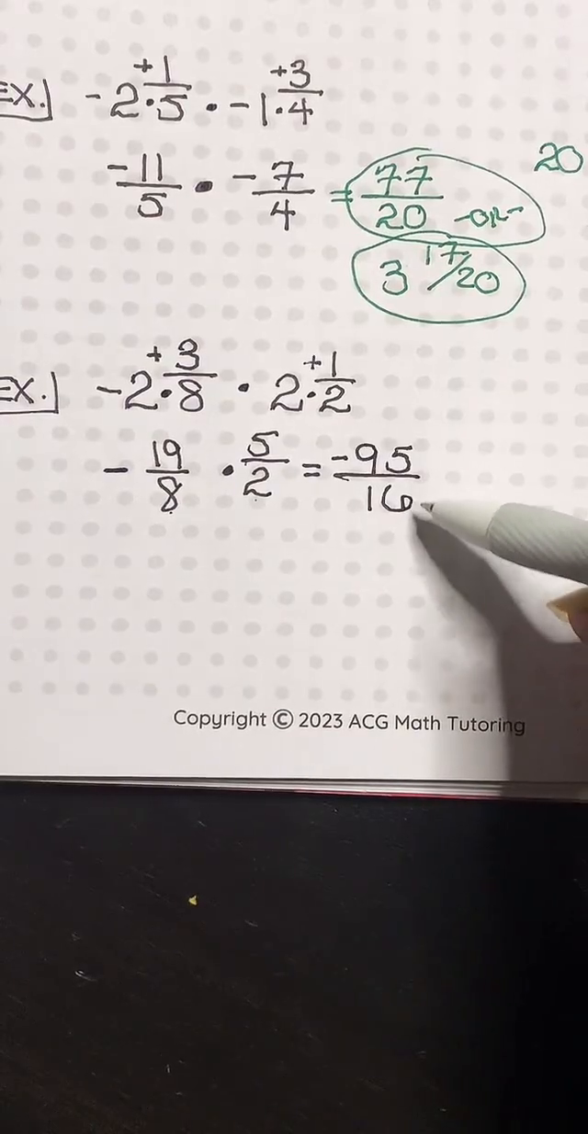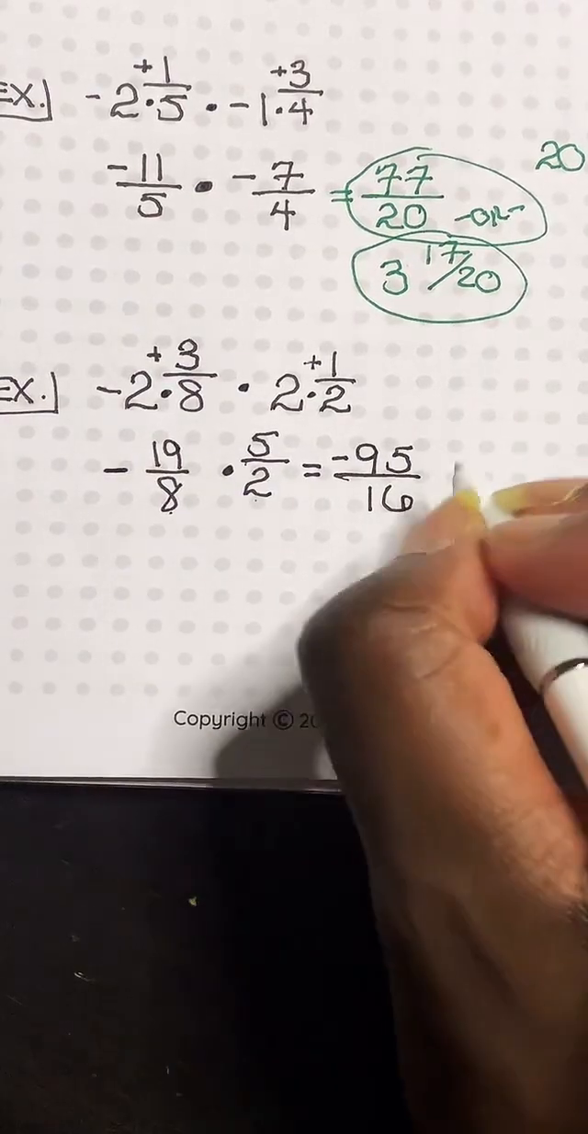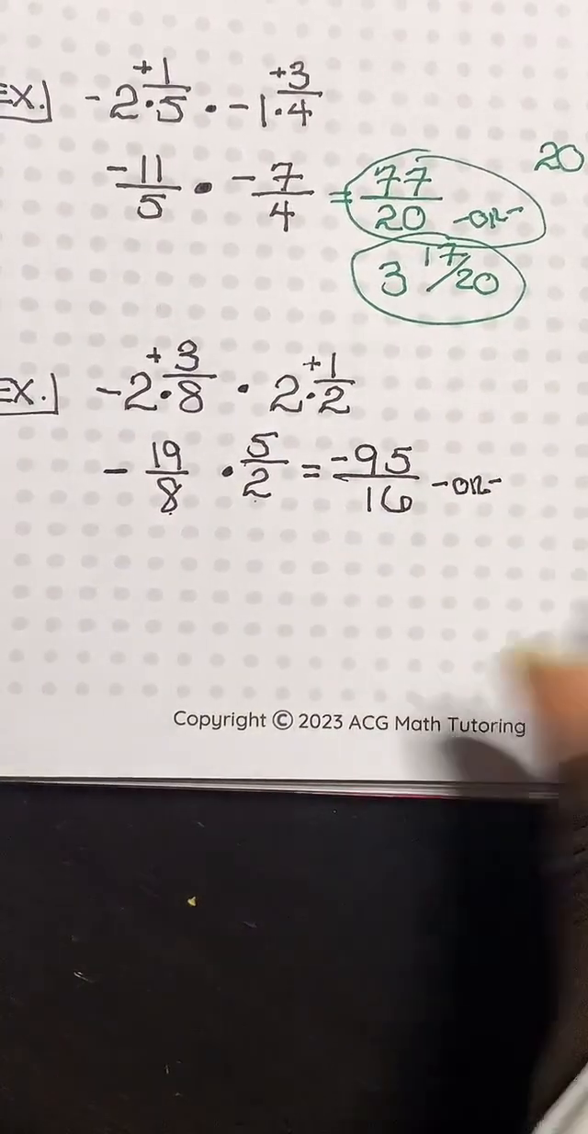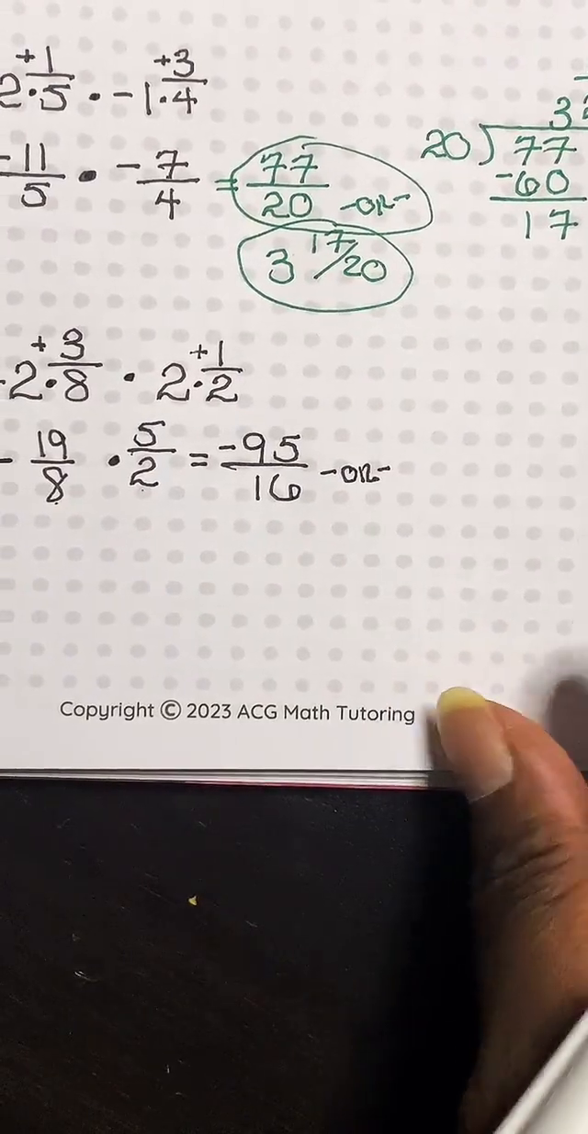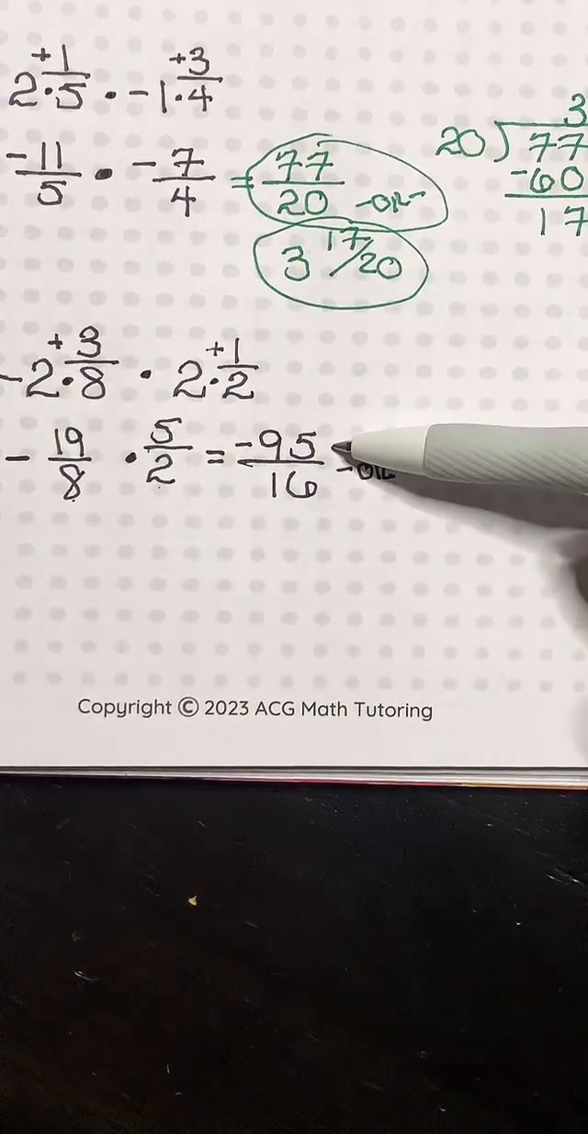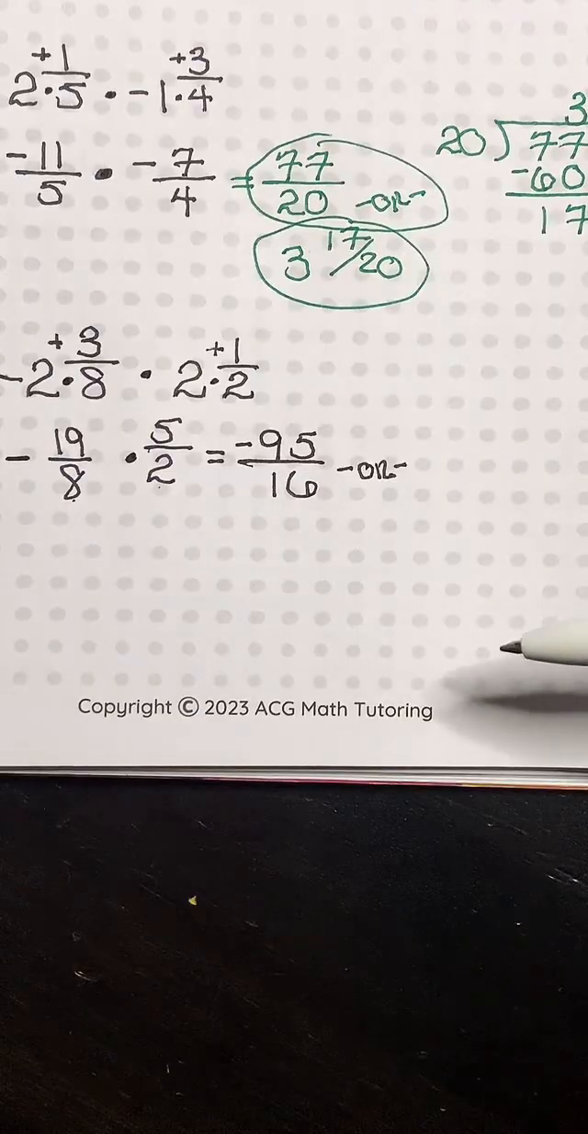But if you see a bunch of mixed numbers and we want the exact answer, how can I change this into a mixed number?